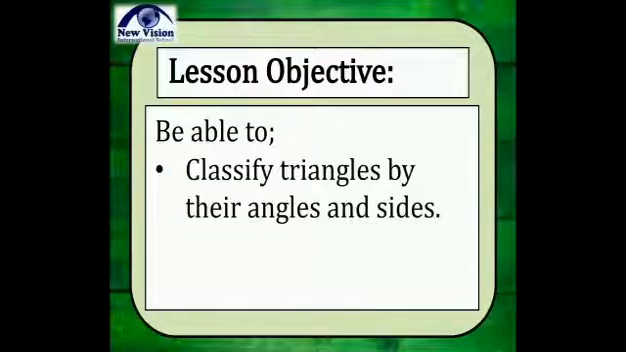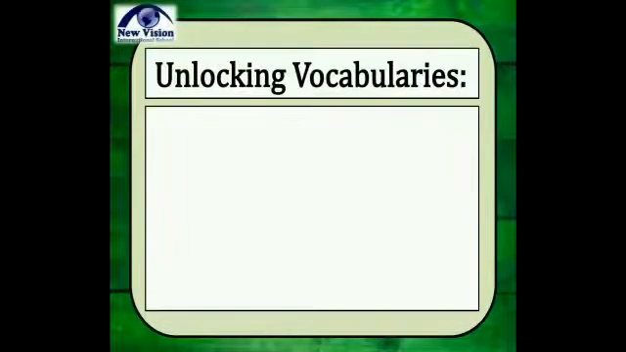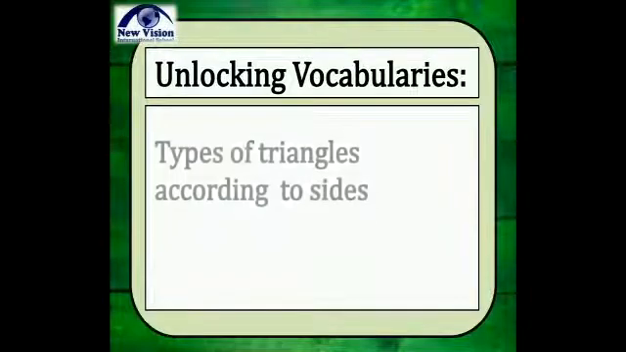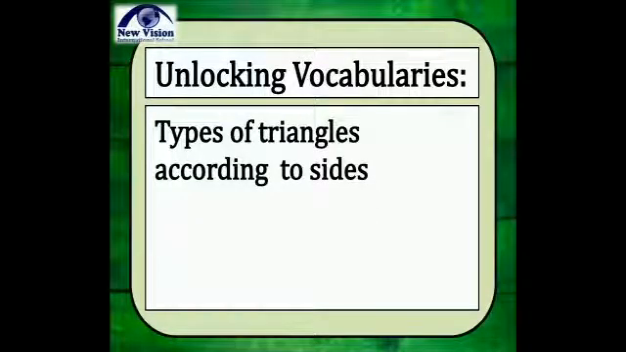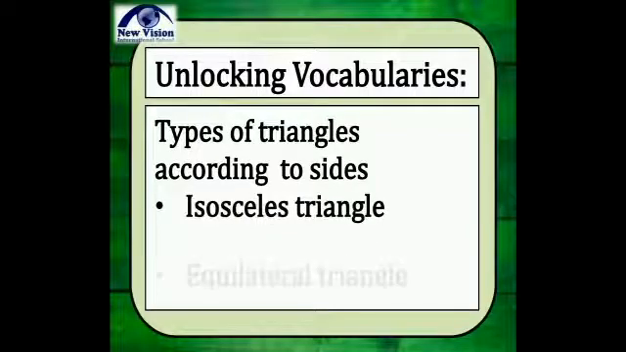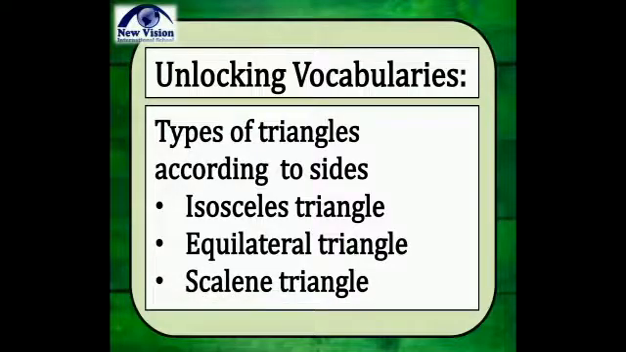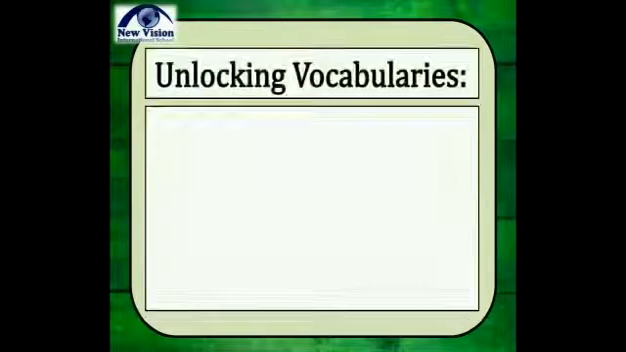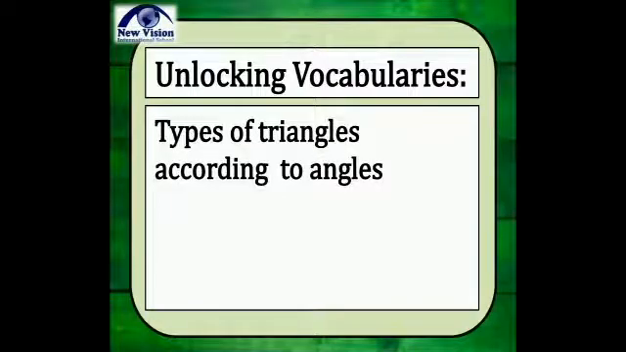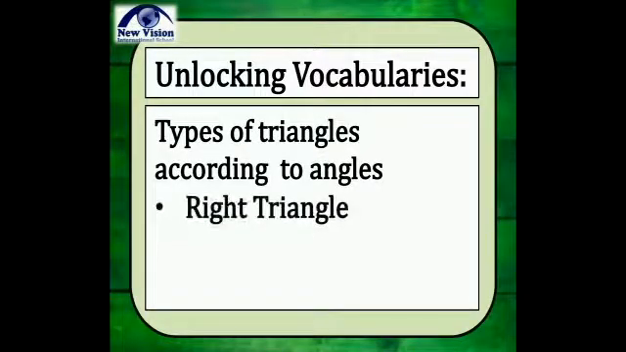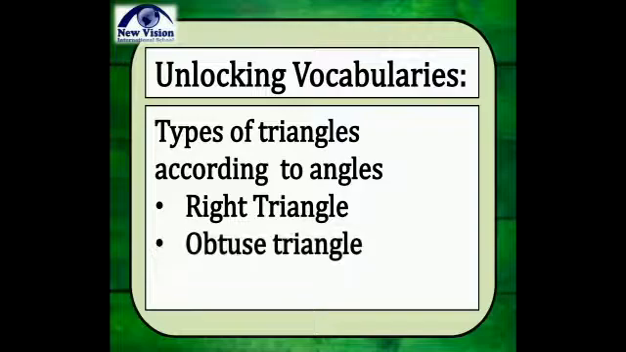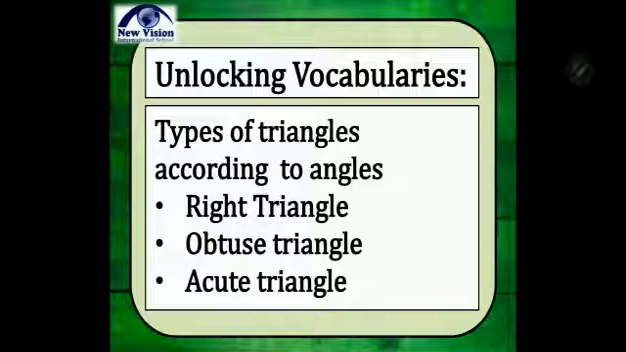Before we start our lesson, let us define the vocabulary words that we will be using for the lesson. So we have 6 types of triangles. Types of triangles according to sides are isosceles triangle, equilateral triangle, and scalene triangle. The other 3 types are according to angles. It's the right triangle, obtuse triangle, and the acute triangle. Let us now define them one by one.